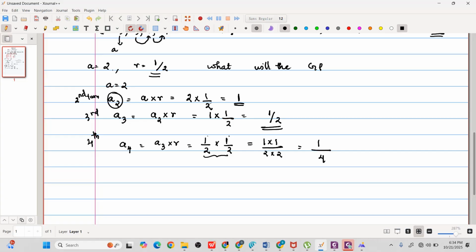Now we are writing the GP as: first we have A1, the first term, then A2, then A3, A4, etc. A1, the first term, is 2, then A2 is 1, then A3 is 1 by 2, A4 is 1 by 4, and it continues.